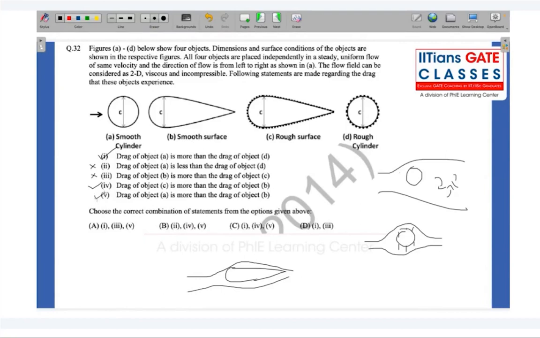So we have 1, 4, and 5 which are correct. So option C is the right answer over here. All right. Questions here.